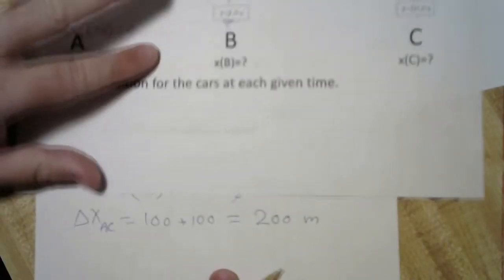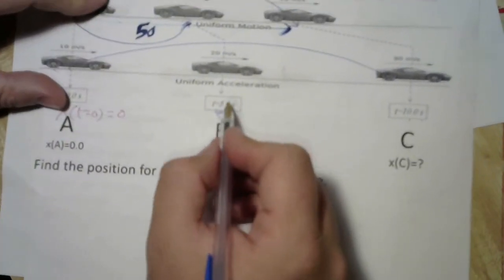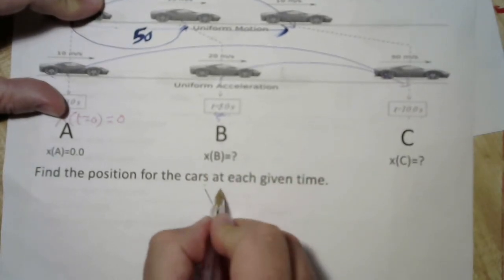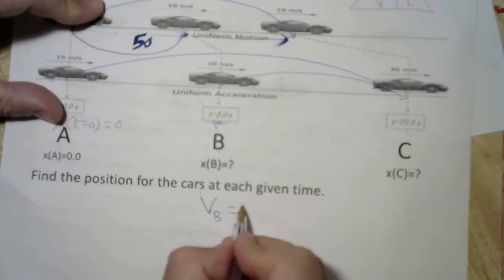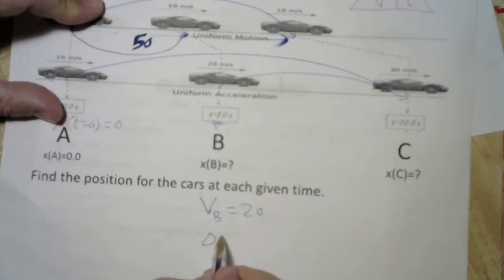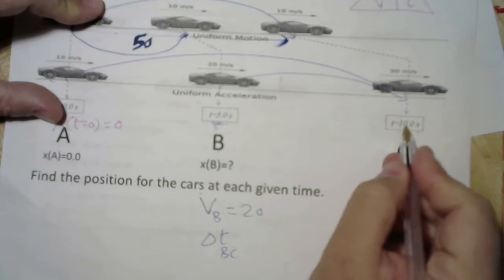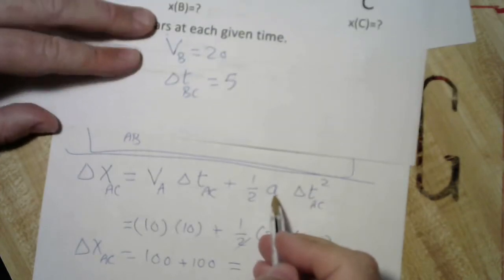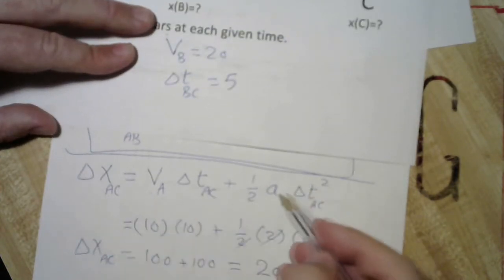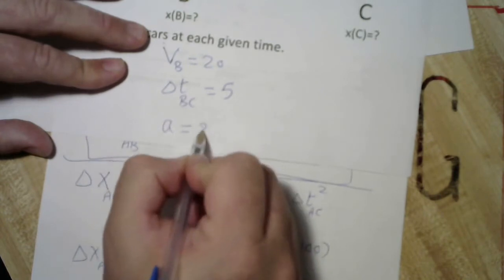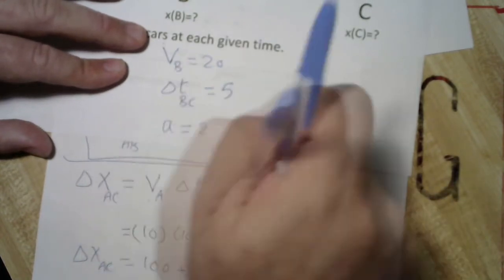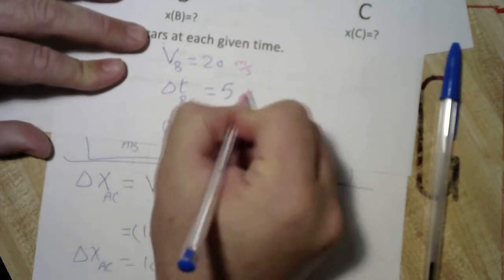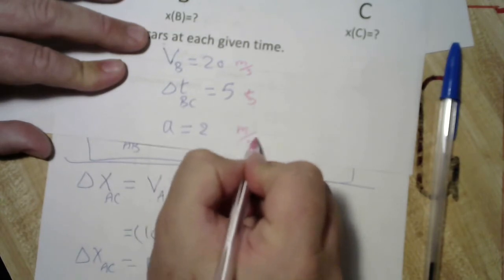In the same way, I can compute the change in position for the car from B to C. I can choose V at B is equal to 20. Delta t from B to C is equal to 10 minus 5, which is equal to 5 seconds. And I can use the same equation. I have the V at B, the acceleration is constant, is equal to 2, and that's it. The units of the velocity are always meters per second, the time in seconds, and the acceleration meters per square second.